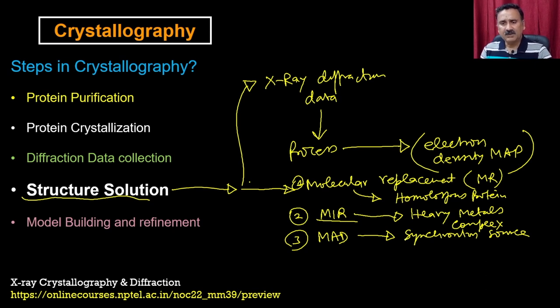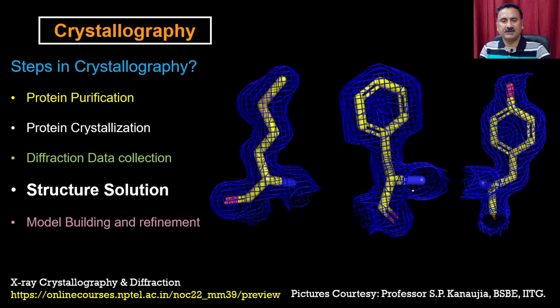After these structure solutions, you will have the electron density map. How will the electron density map look? It looks like a web-like structure surrounding the protein. What you see here is the electron density map of different protein side chains.